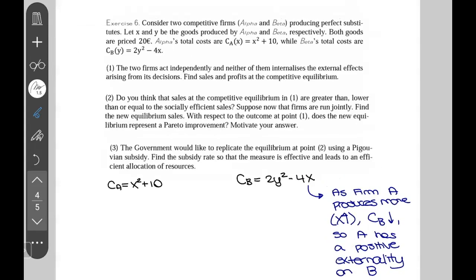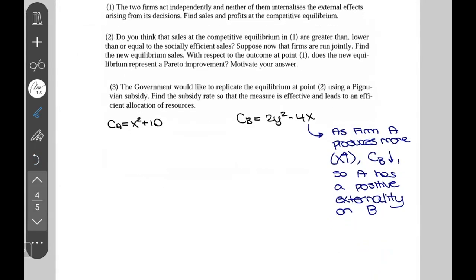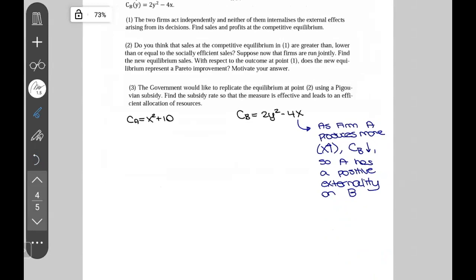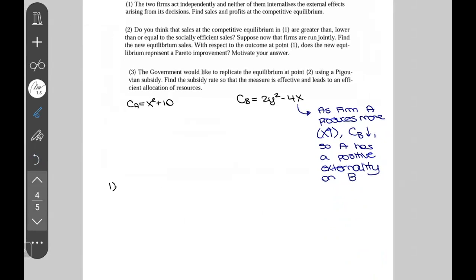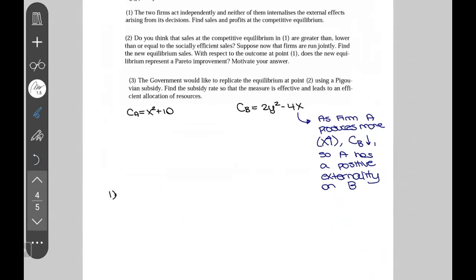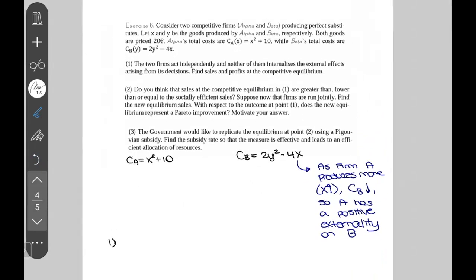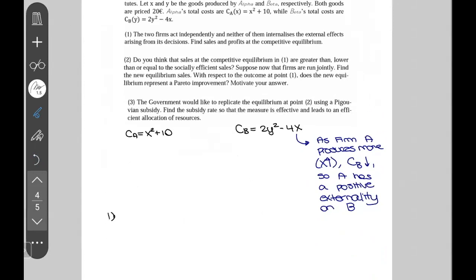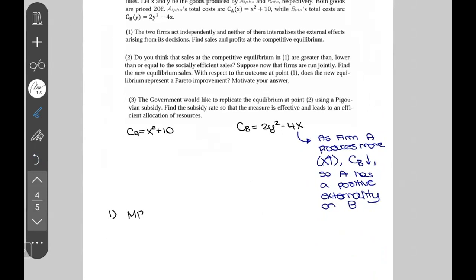So first we have that they're acting independently. So it's basically two separate firms acting completely separately, and neither of them internalizes the external effects. But that's really implied if they're acting independently. So if they're acting independently and we're dealing with a competitive equilibrium, then we have to do the usual thing of finding the profit maximizing quantity. So we can take MR equal to MC, first for firm A and then for firm B.